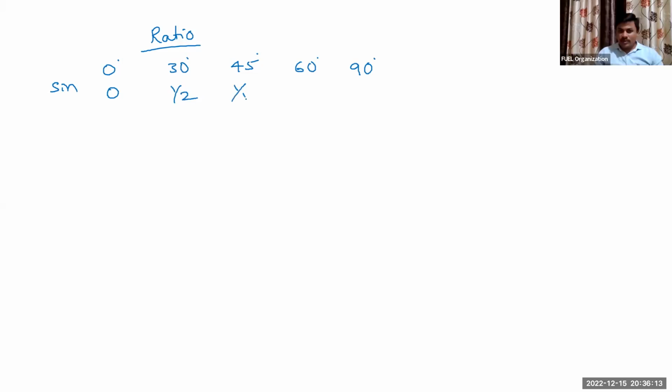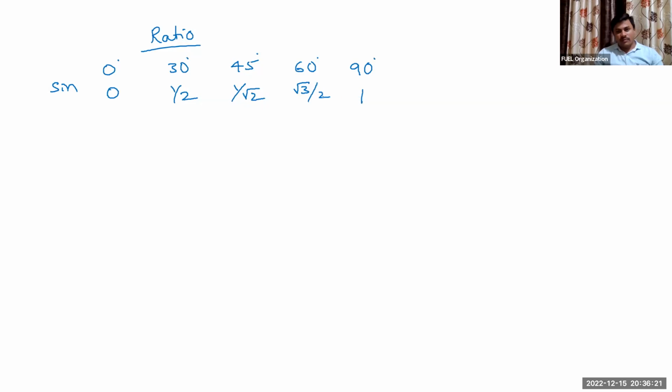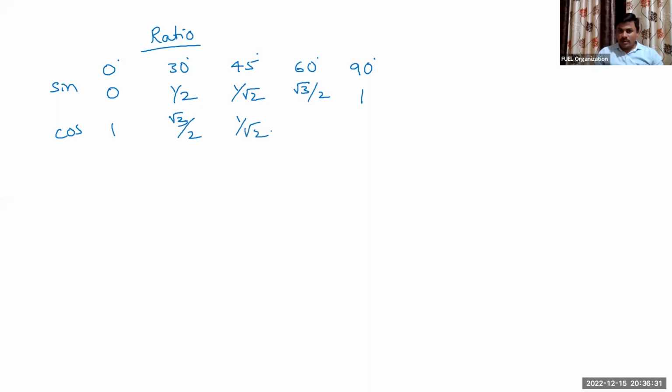Sine of 45? 1 by root 2. Sine of 60? Root 3 by 2. And sine of 90 degrees equals 1. Okay. And for cos, it's the same thing, but in reverse direction. We have to reverse it. Root 3 by 2, 1 by root 2, 1 by 2 and the last one is 0.